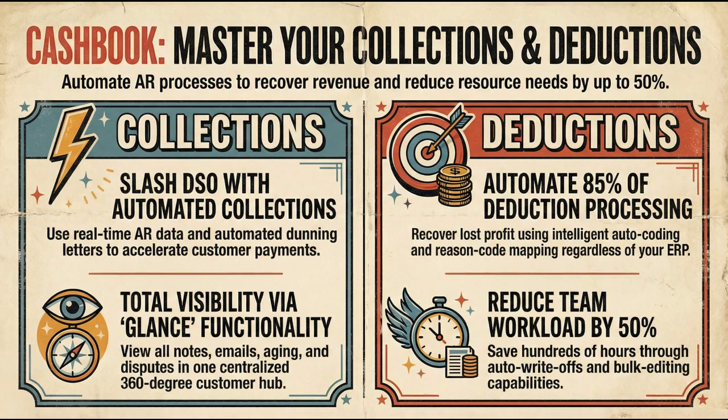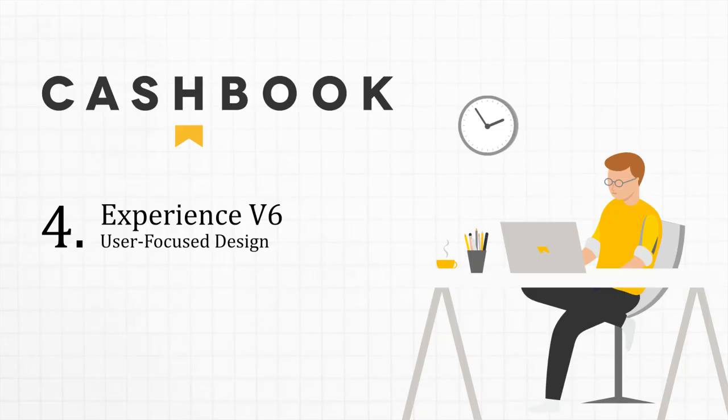But wait, there's more. The evolution doesn't just stop with the user experience. V6 expands what's possible by adding 2 absolute game-changing new modules to your toolkit. I'm talking about the new Collections and Deductions modules, and there's a good reason they're Cashbook's fastest-growing products. They create a true one-stop shop for cash management that goes way, way beyond the simple aging reports you had in V5. So we've talked tech, we've talked architecture, but what does all that mean for the people who actually have to use it every single day? What does V6 feel like to use?